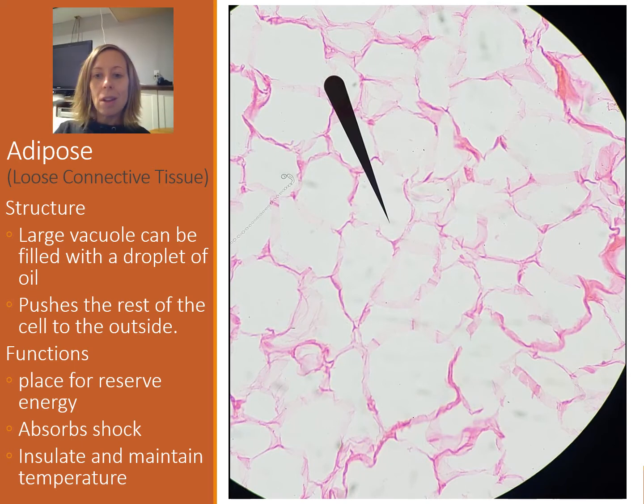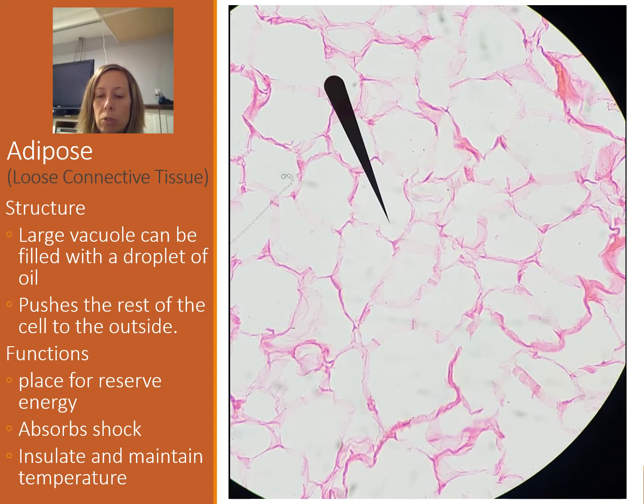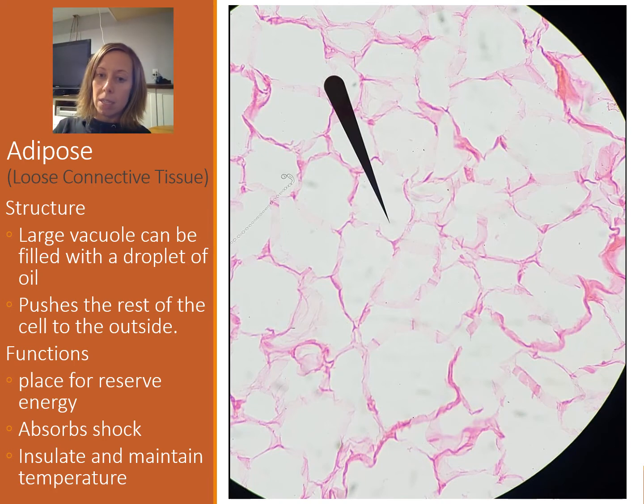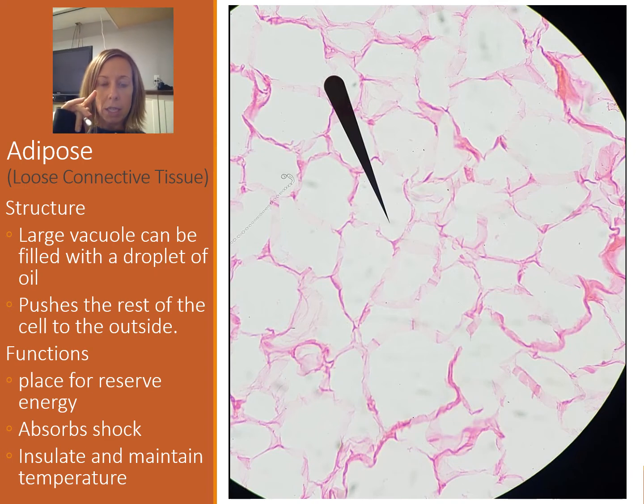It's dense, there's not a lot of space in the matrix, whereas our loose connective tissue has more space in the matrix. That's the difference. If you have questions about dense, just ask in class. I'm sticking to the ones that we have on the practical. So this is adipose. This is a loose connective tissue.